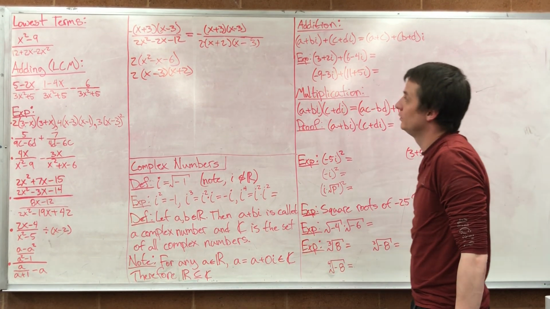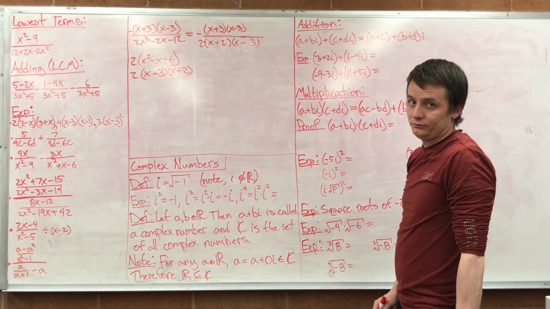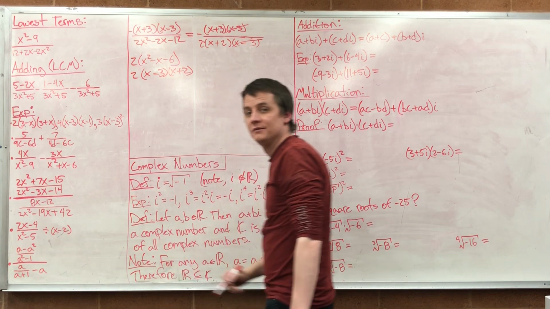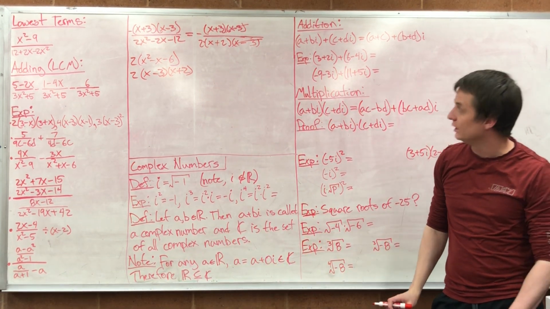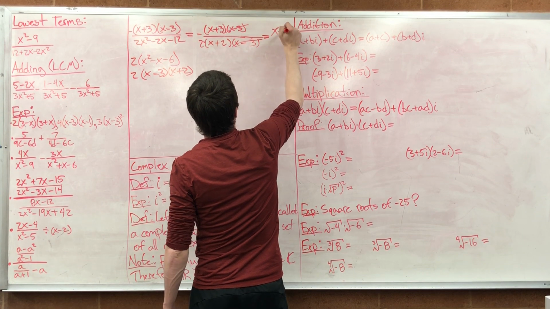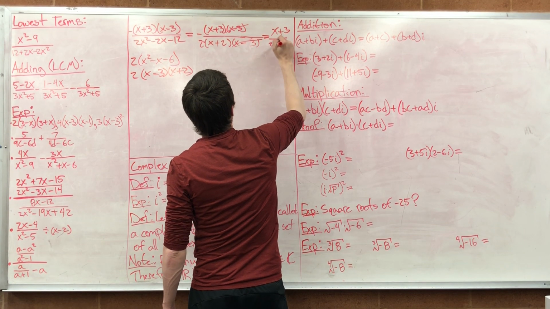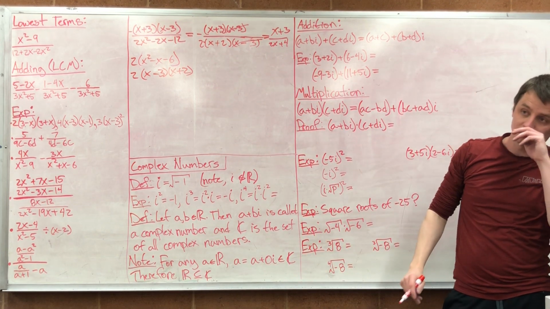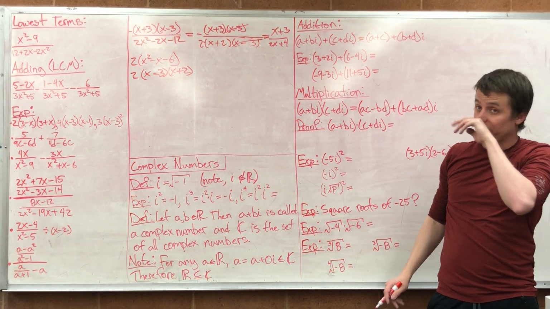Does anything cancel out? Yes, your x minus 3. We have a common factor here, x minus 3, x minus 3. So we can divide top and bottom by x minus 3. And so now we're left with, we can redistribute that out if we want, and we can write this as x plus 3 over 2x plus 4. And that's what it means to write a fraction in its lowest terms, or to simplify a fraction.